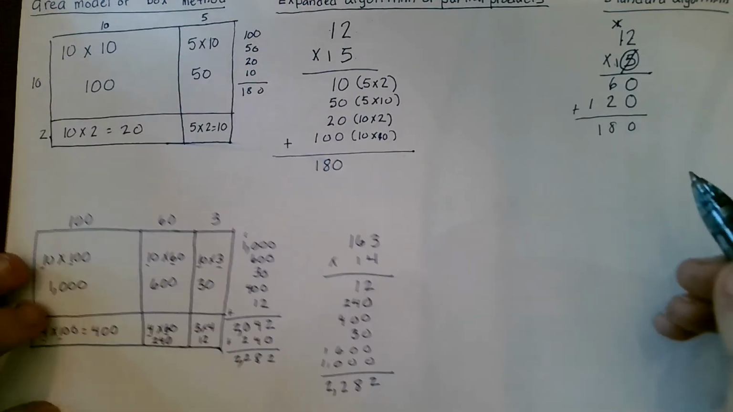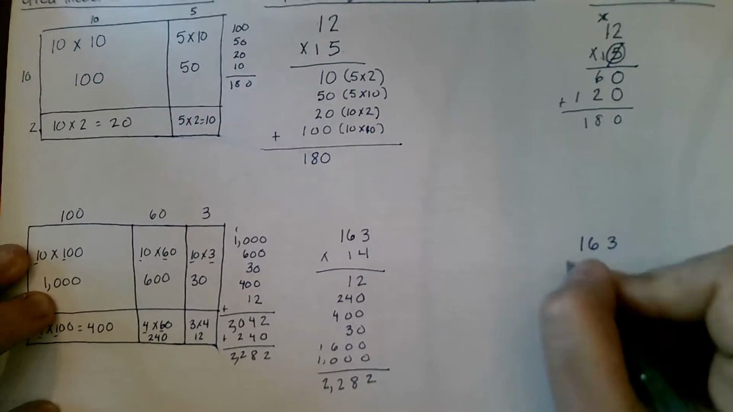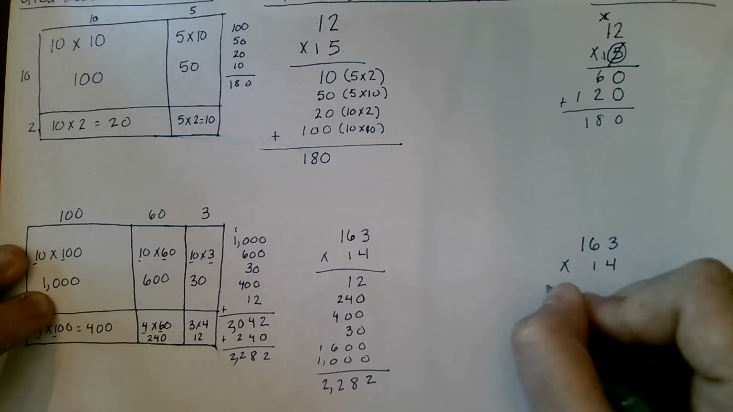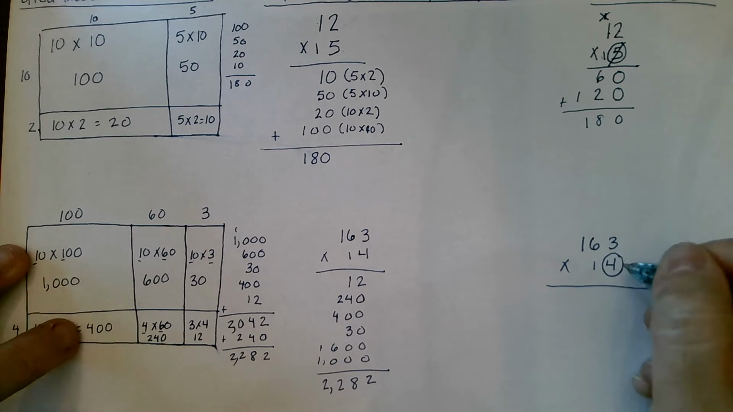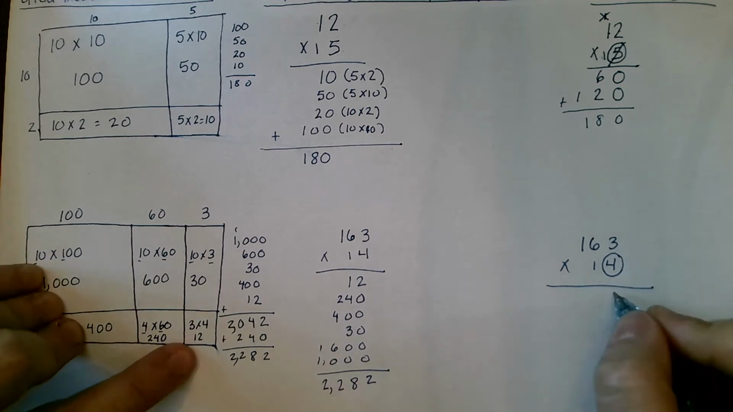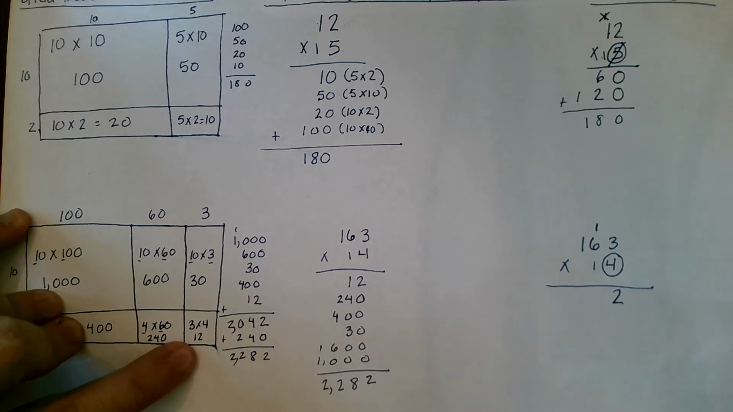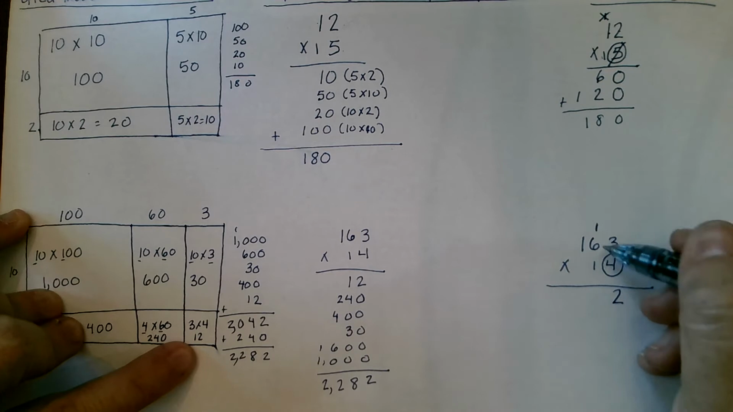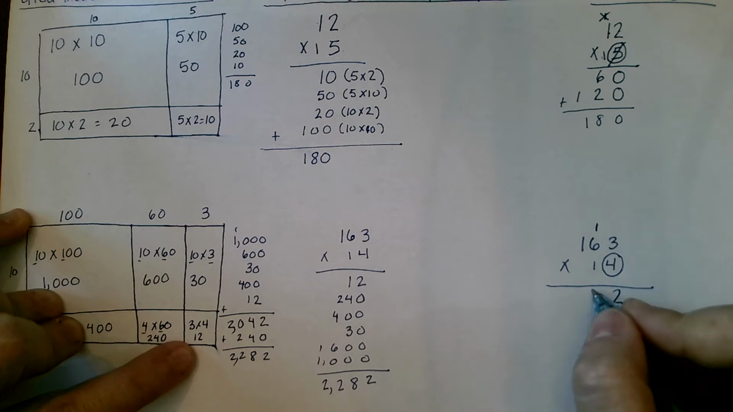So now we move into our standard algorithm. So 163 times 14. Again, I'm going to remind them we're working in the ones place first, so we're going to circle that. 4 times 3 is 12, just like we had here. But this time we're going to put the 2 down here, and we're going to carry the 1 into the tens place. 4 times 6 is 24, plus 1 more is 25.